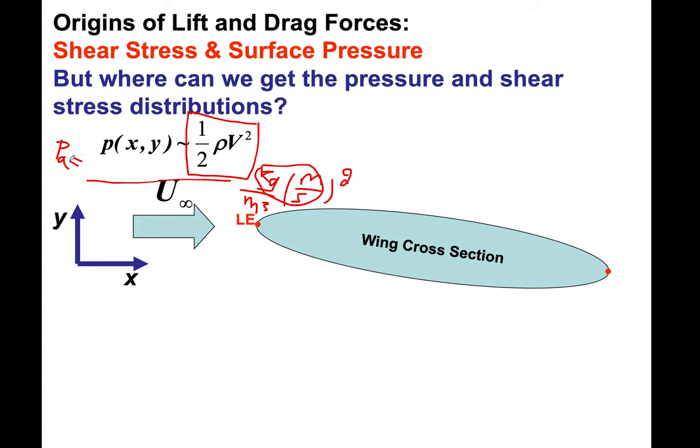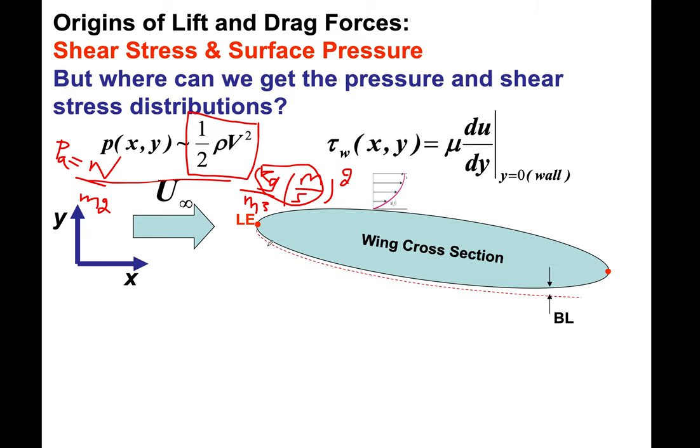So unit wise, Newton per meter square. Just looking at the units, those two are equivalent, and the Bernoulli dynamic pressure is what is responsible for generating the static pressure over my wing. Well, what is causing the shear stress? What's causing the shear stress, in its basic origin, is the no-slip condition that we have just mentioned moments ago.